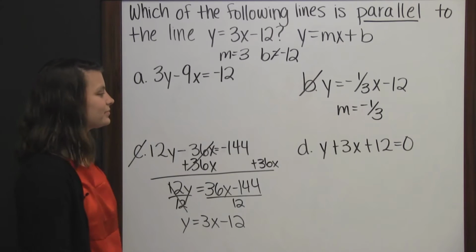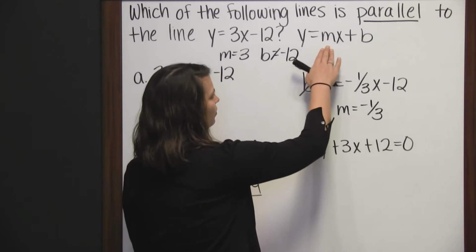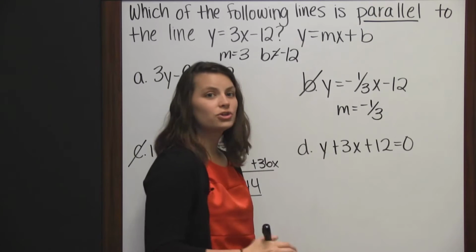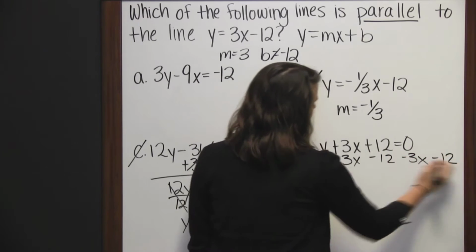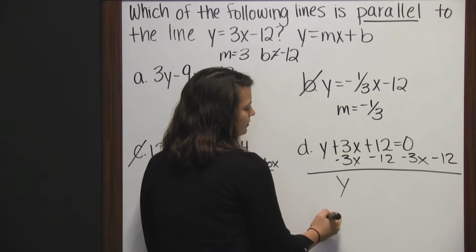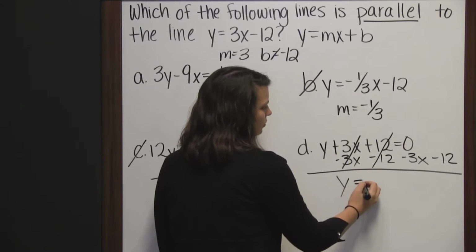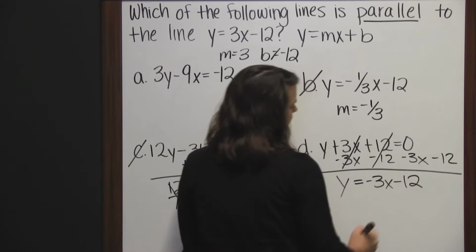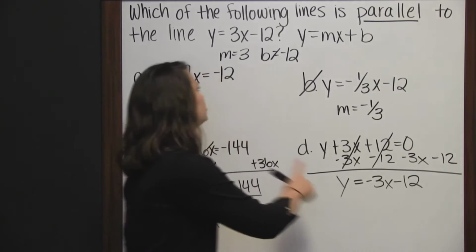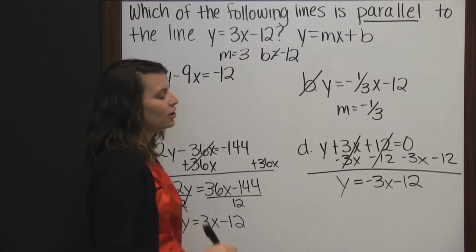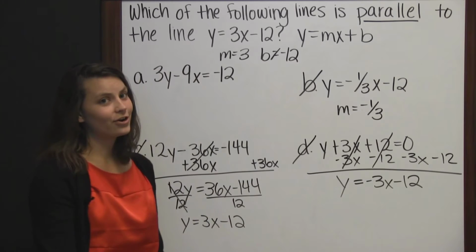Now let's look at D. Again, it's not in slope-intercept form. So we have to solve for y in order to find out what our slope and y-intercept is. So we want to subtract 3x from both sides and subtract 12 from both sides. So we have y, positive 3x, negative 3x cancels, positive 12, negative 12 cancels, equals negative 3x minus 12. So first we look at our slopes. The slope of this line is negative 3, which is not the same as the slope of our line, which means they're not parallel. So it doesn't even matter what our y-intercept is. We know D is not our answer.